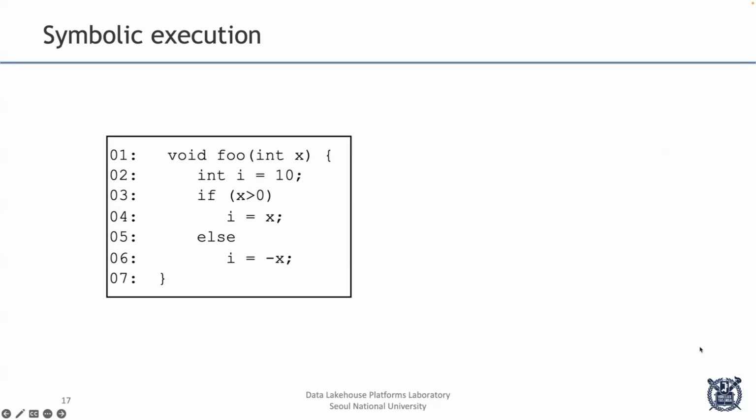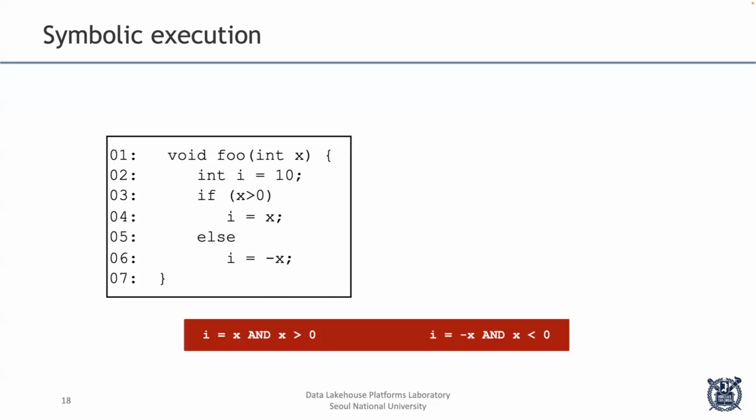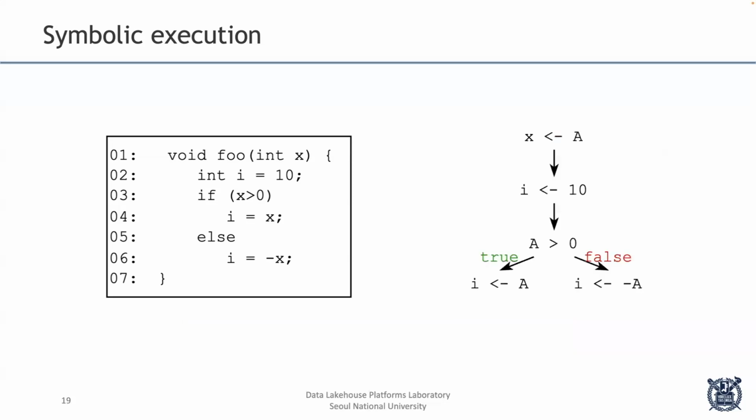Symbolic execution uses symbols instead of specific input values, and can be applied to predict the execution model of the program. If we perform a symbolic execution without knowing the value of x, in the end we will reach two cases: I equals x when x is more than 0, or I equals minus x when x is less than 0, according to the condition here. So if x is more than 0, then I is equal to x, and if x is less than 0, then I is minus x. These are the two outputs, or execution paths, that we reach in the end. This is the symbolic execution tree of this specific program.